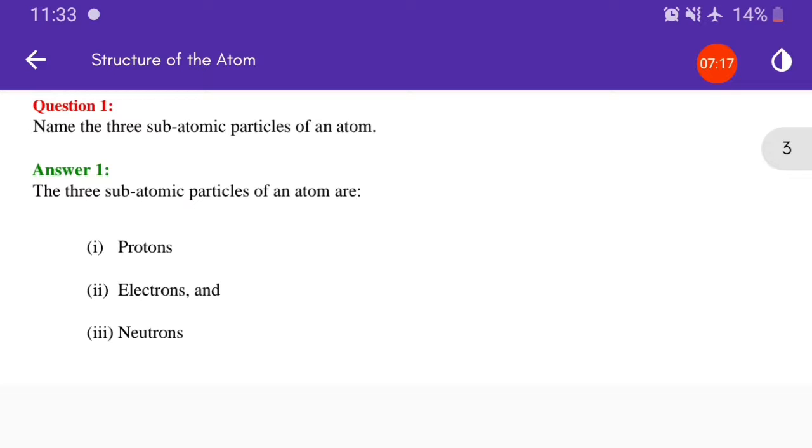Question. Name 3 subatomic particles of an atom. The 3 subatomic particles of an atom are positively charged protons, negatively charged electrons and neutral neutrons.